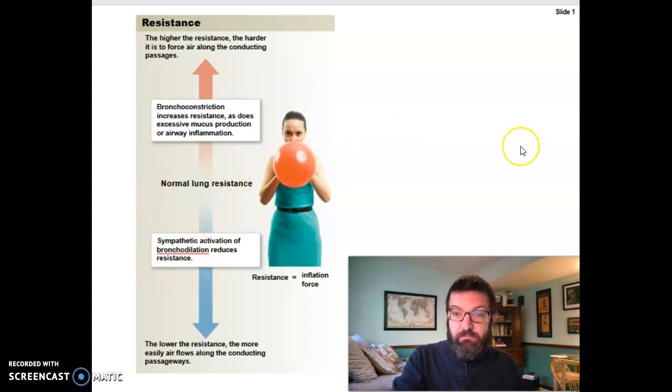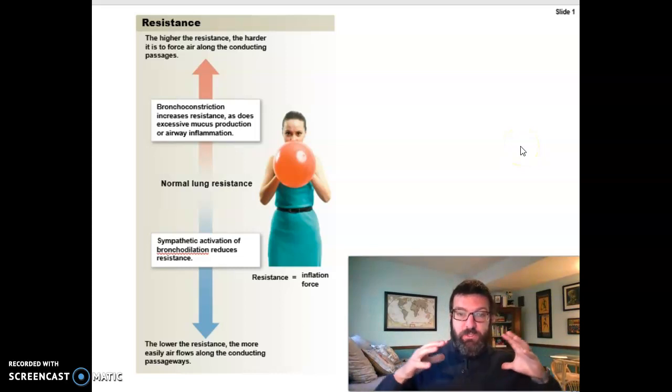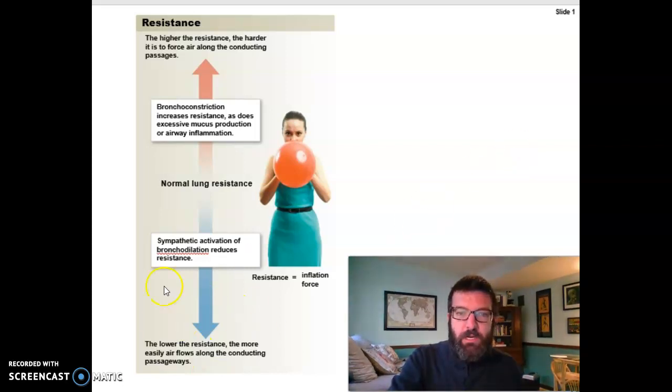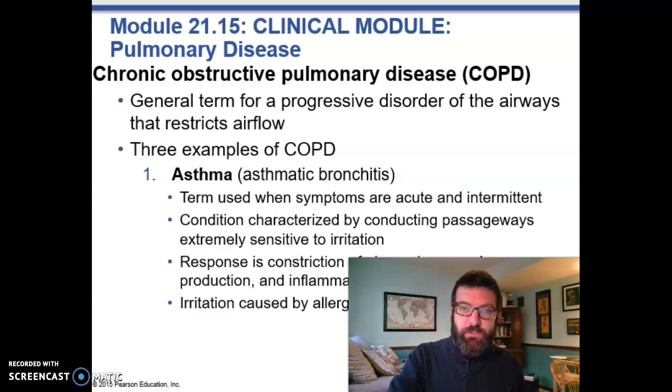Your sympathetic nervous division will stimulate bronchodilation, which decreases your resistance and allows you to get even more air into your lungs. This is why you might take some bronchodilators if you're having an asthma attack, or if you're having an allergic reaction or something, you might take epinephrine, which will have a sympathetic response. And this discussion of resistance brings me to COPD, chronic obstructive pulmonary disease.